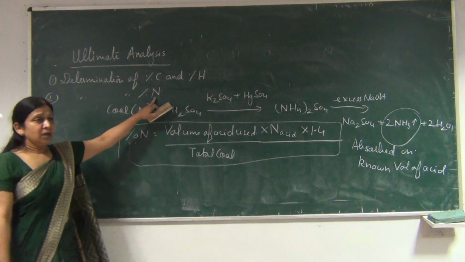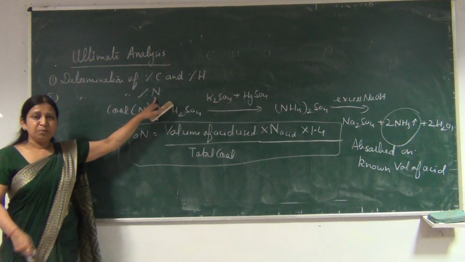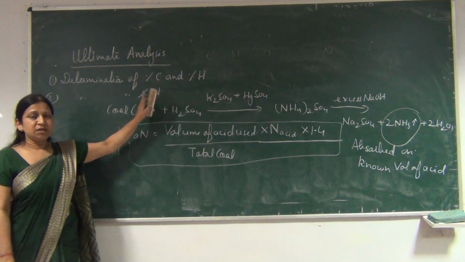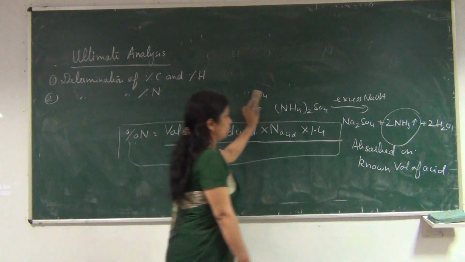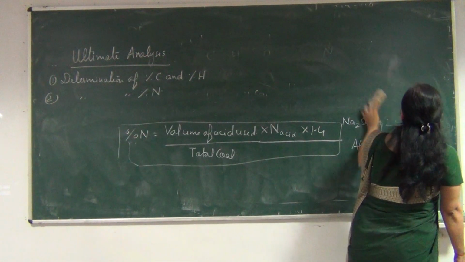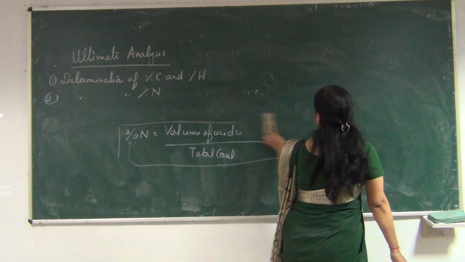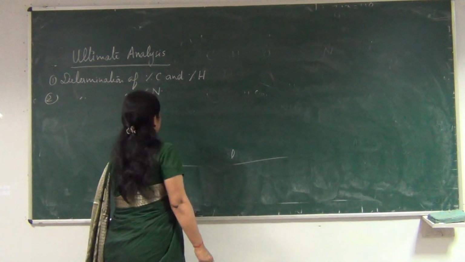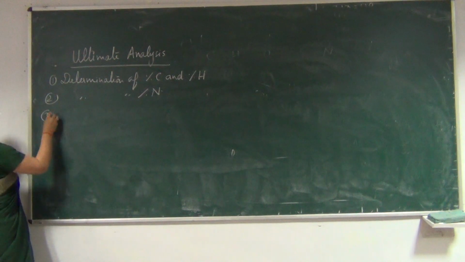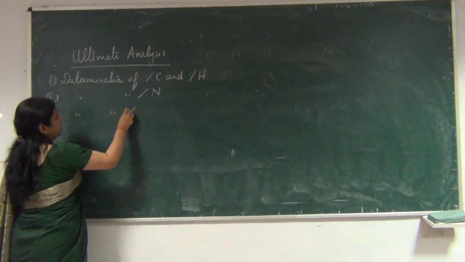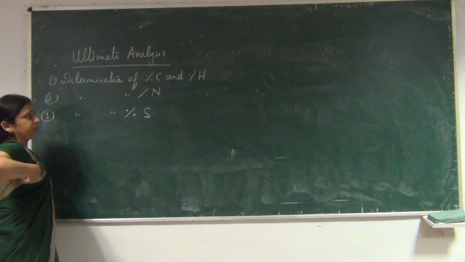Now nitrogen is non-combustible. जब भी burning होती है, nitrogen burn नहीं करता है, it is non-combustible, so it is not required in the fuel. Now the third component which we determine by ultimate method is determination of percentage of sulfur.